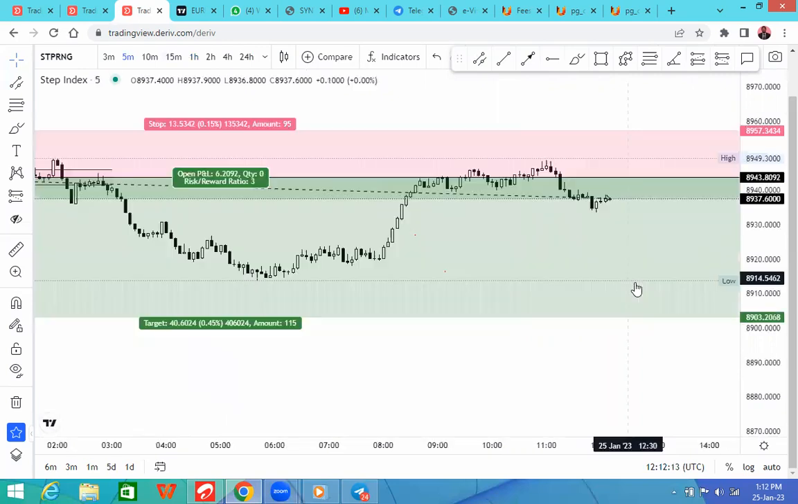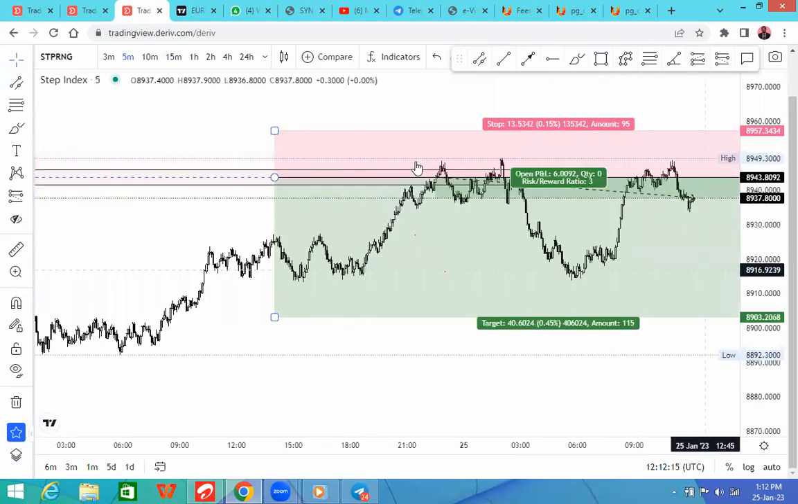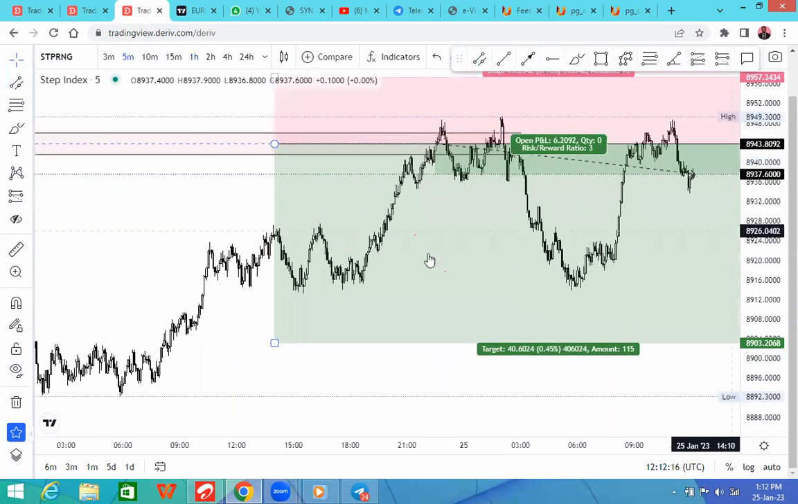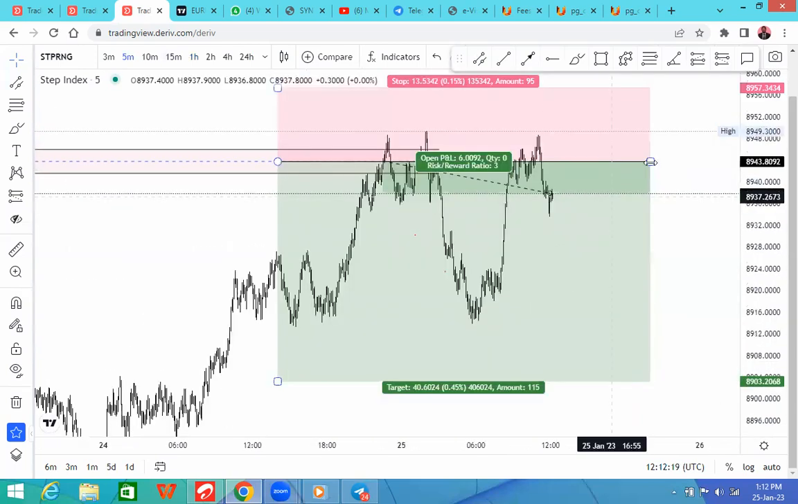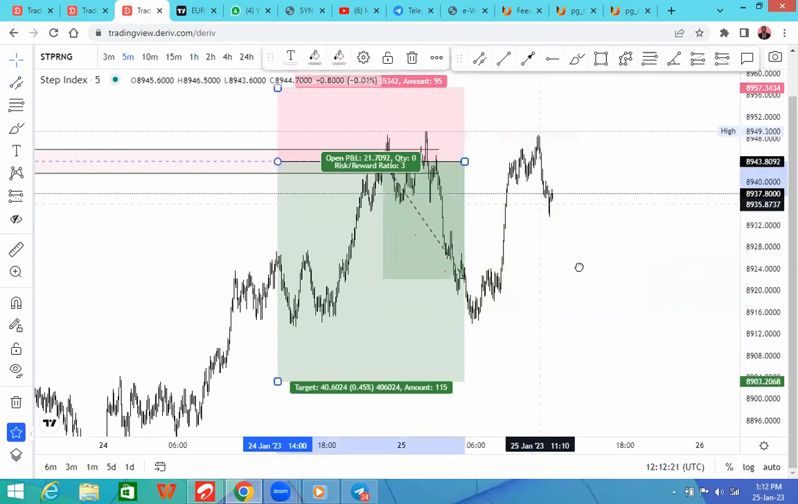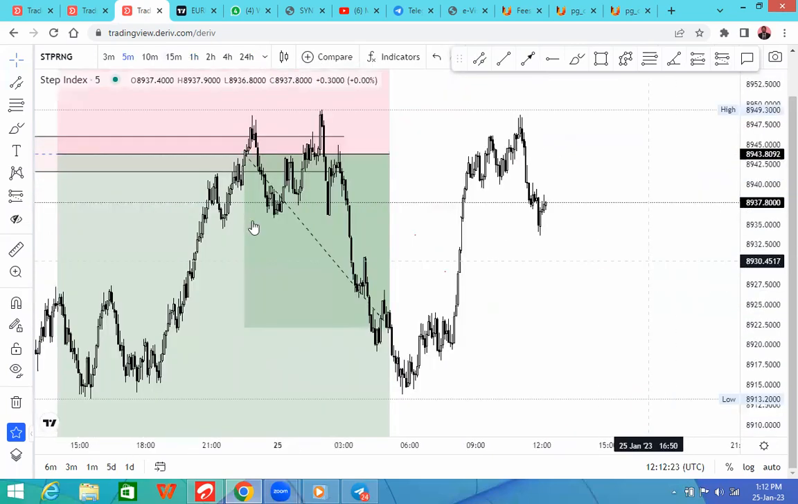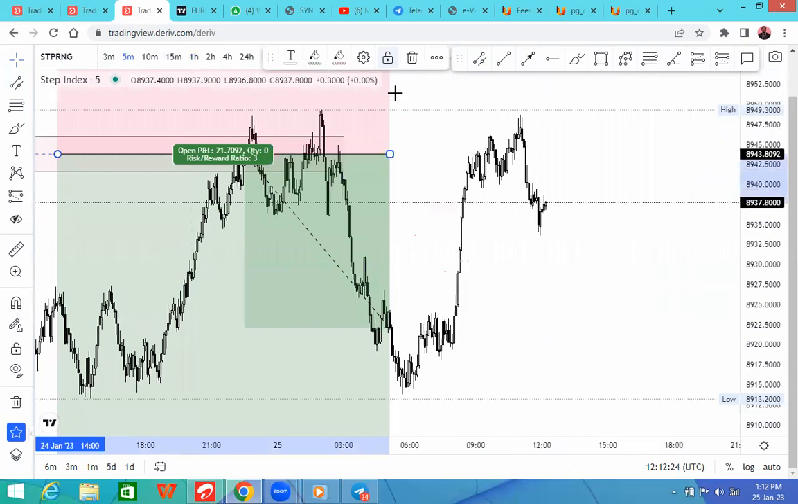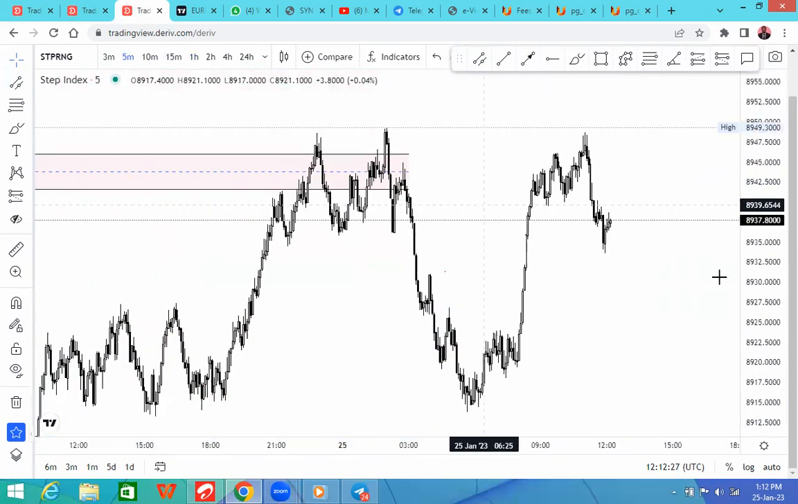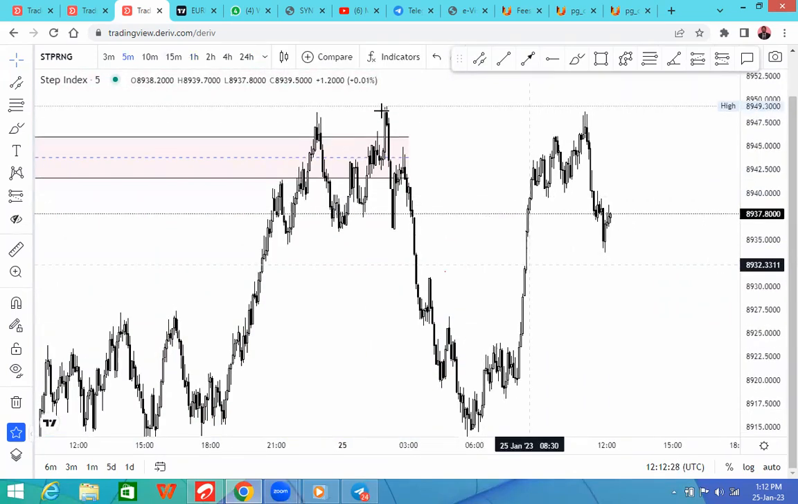And price must have given a 1 to 3 on a lower time frame. Yes, I think that would be correct. Price must have given us a 1 to 3. Okay, let's see. Let me remove this now. If you allow price to come to your zone, and then, okay, this was it.